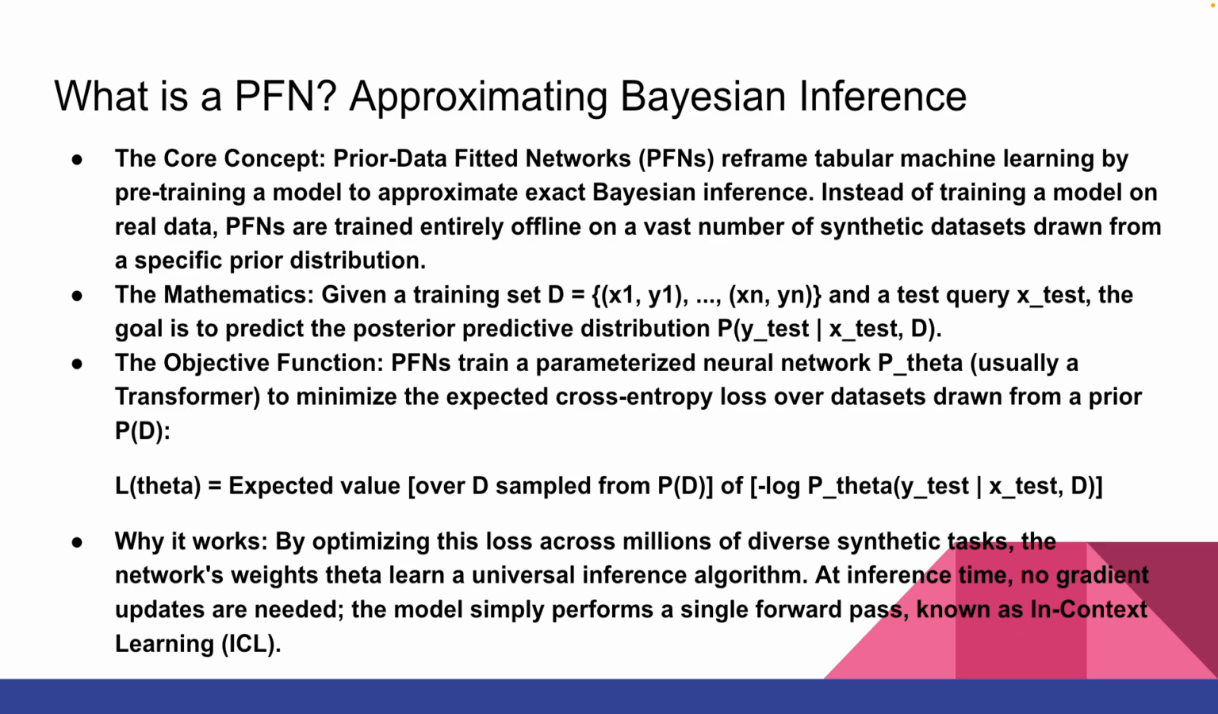So basically, what a PFN does, right? The core concept is taking tabular data, which is your very stereotypical column and row data sets, your structured data sets. Your columns will be any sort of attributes, and your rows will be the data points, the occurrence of each point of data that you have. And then you're pre-training a model to approximate some Bayesian inference.